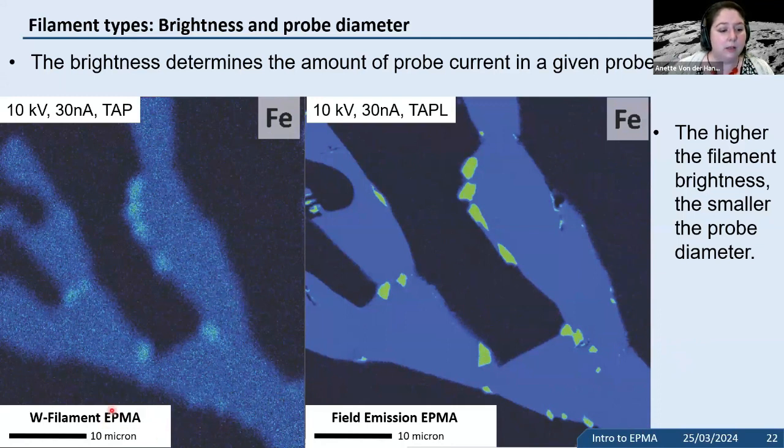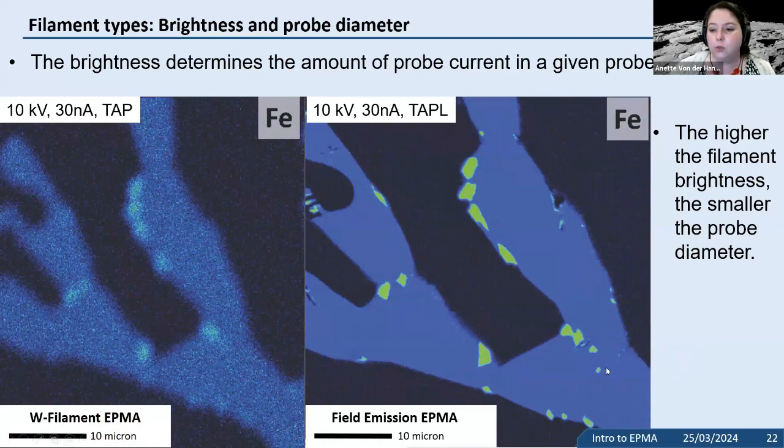And here is the scale bar. So these are 10 microns. And when we compare the tungsten filament with the field emission, you see that overall the spatial resolution is much improved. We get much crisper outlines.